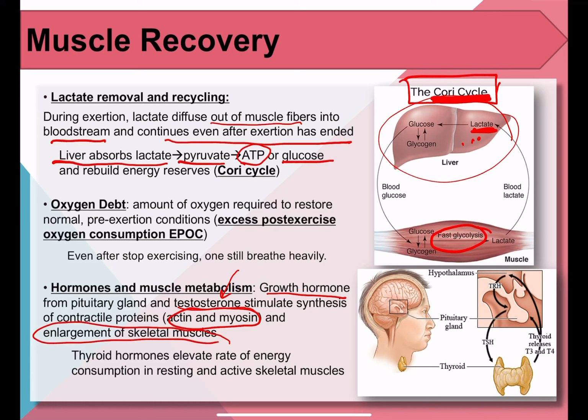The thyroid hormones also help in elevating the rate of energy consumption, because thyroid hormones, we're not talking about calcitonin, but we're talking about thyroxine, T3 and T4, regulate metabolism in the body. So that's why they can also play a role in the rate of energy consumption in resting and active skeletal muscles as well. So these are just a couple things that can affect your rate of muscle metabolism.